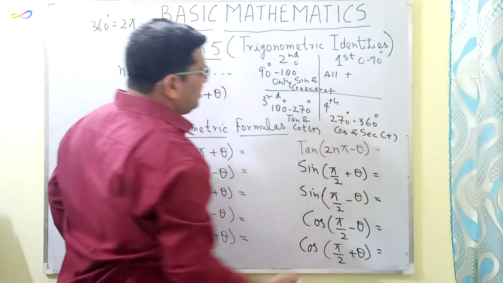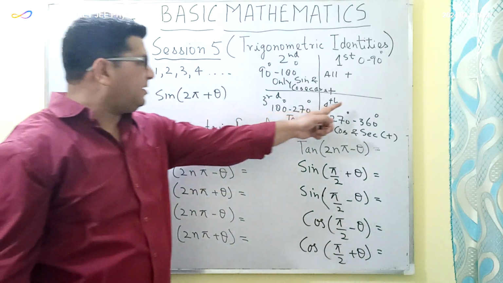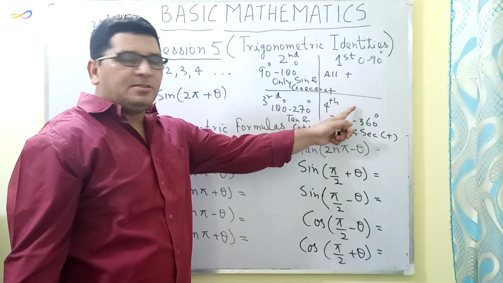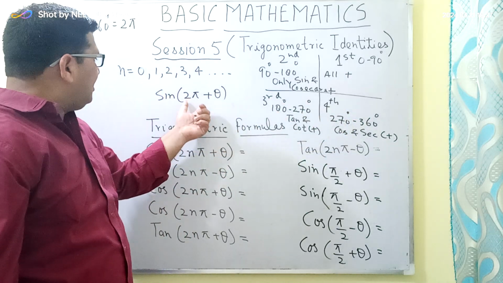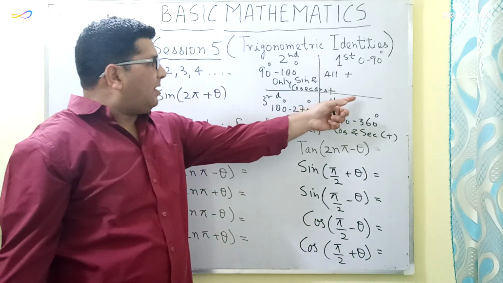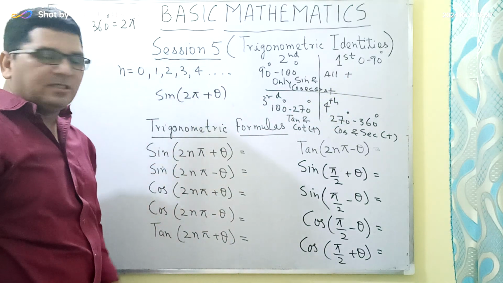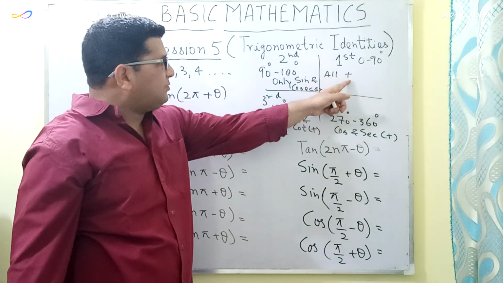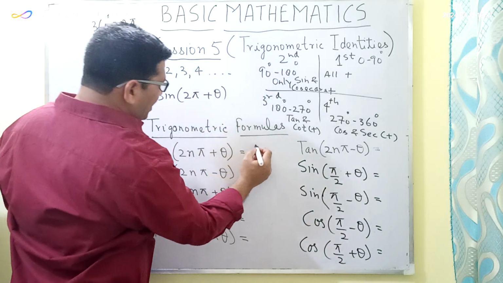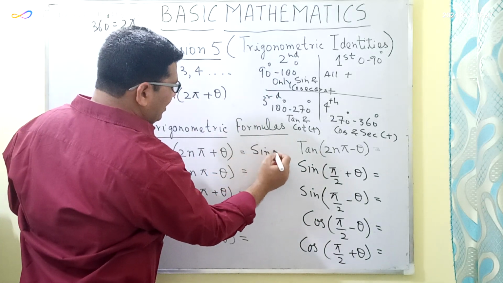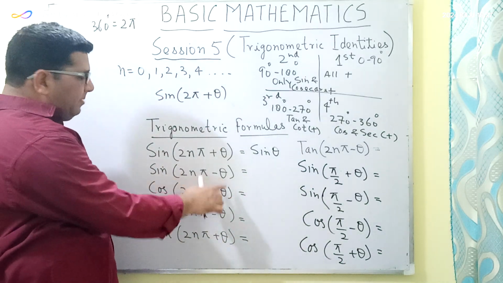So for sine 2 pi plus theta, I will be moving into the first quadrant, because 2 pi is equal to 360 degrees. So 360 plus means we are in the first quadrant, where all the trigonometric ratios are positive. So I will get the value as sine theta, which is positive. Next, sine 2n pi minus theta.